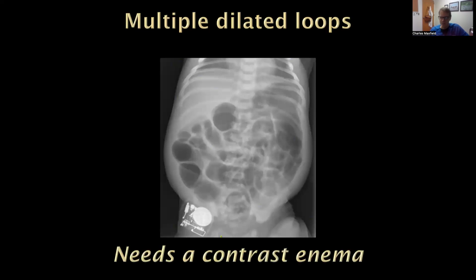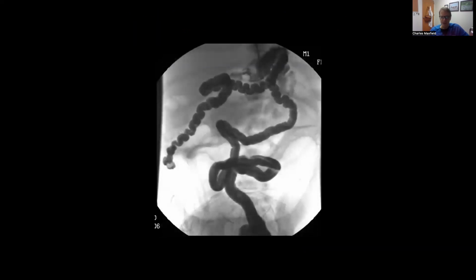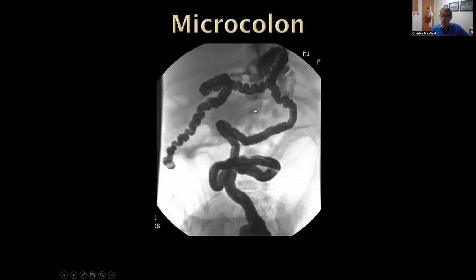Contrast enema. And here's our contrast enema. So here's contrast filling the colon. And notice that the colon is tiny, right? The lumen of the colon is smaller than the height of your vertebral body. So which of the 4 contrast enema patterns is this? This is a microcolon. And remember we said with microcolon that means that you have a high-grade distal ileal obstruction.